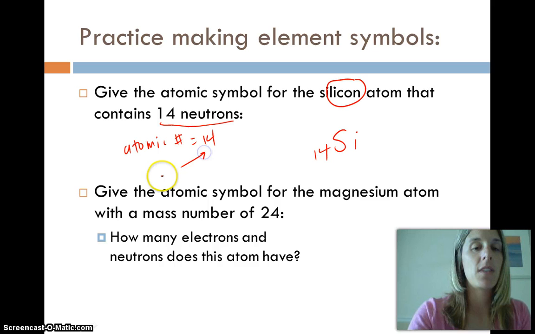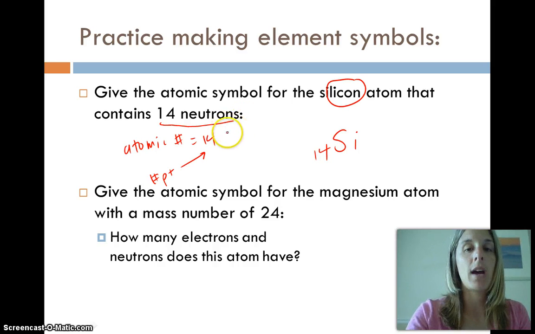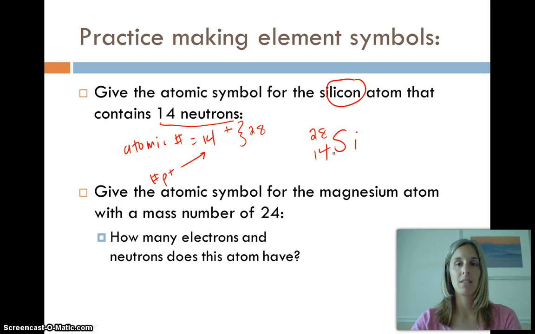Since I know my atomic number is 14, and that tells me the number of protons, to get my mass number, I add my neutrons and my protons together to get me a total of 28. So my mass number for my element symbol would be 28. So I would have 28, 14, Si.